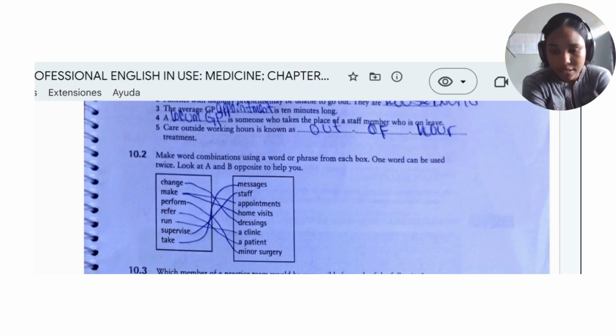Change dressings. Make appointments. Make home visits. Perform minor surgery. Refer a patient. Run a clinic. Supervise staff. Take messages.